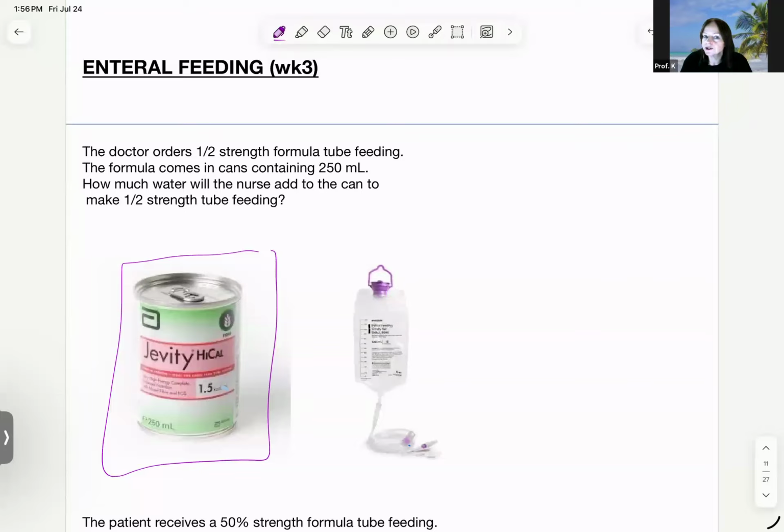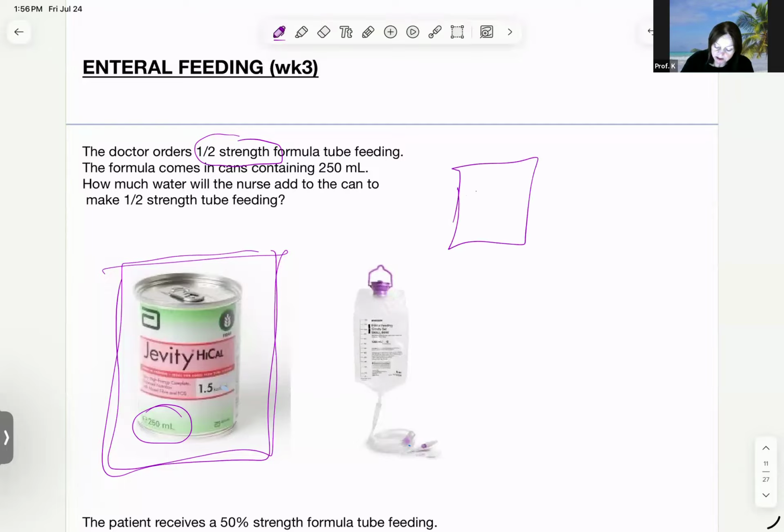With that being said, we're only going to ask you to dilute in one way, and that's by half strength or 50%. So you'll see a question similar to this. The doctor says to dilute this feeding by half strength formula. The formula comes in a can. Here's the can. And in this can, there's a total of 250 milliliters of formula.